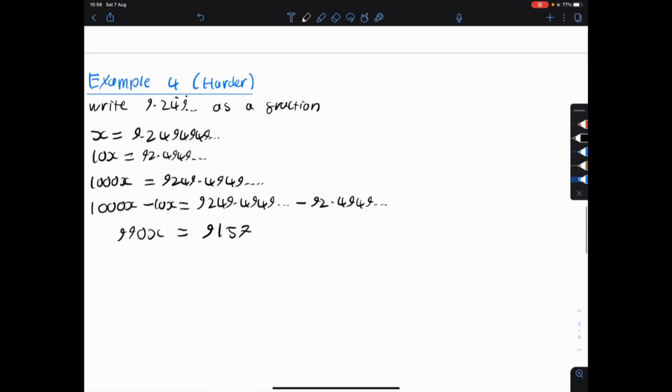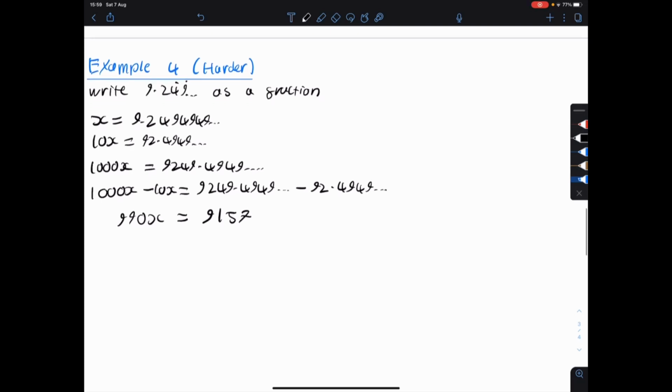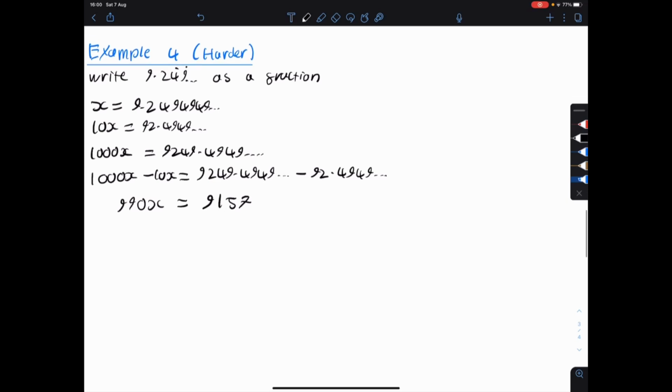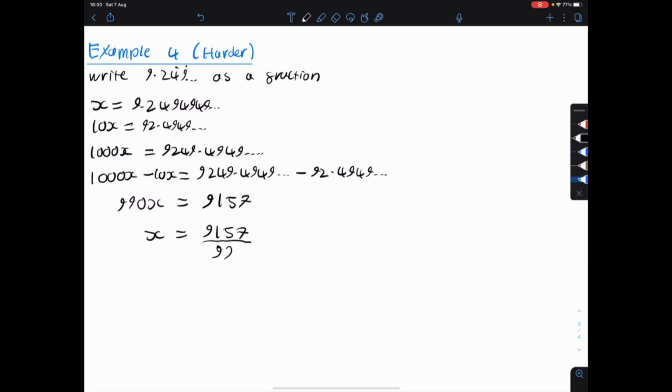So, our final step, we just need to solve for x. So, divide both sides by 990. So, this will give us x equals 247 all over 990, which is equal to our 0.2494949 reoccurring from our original equation and our question.